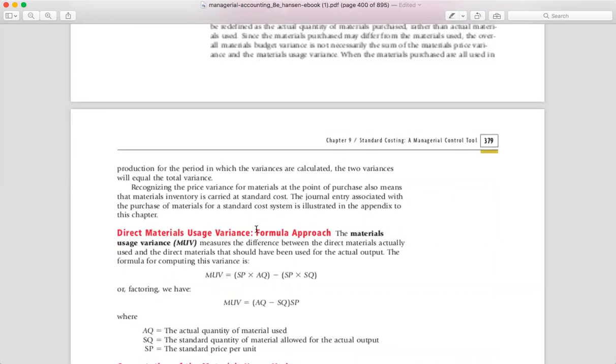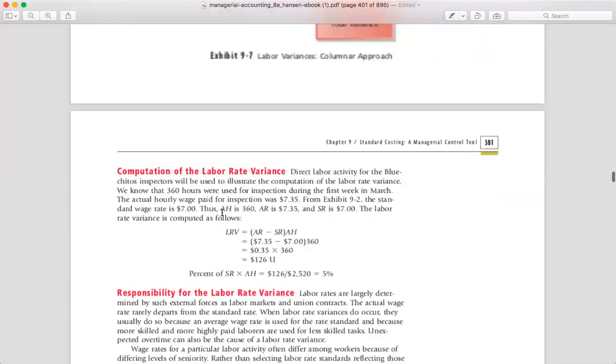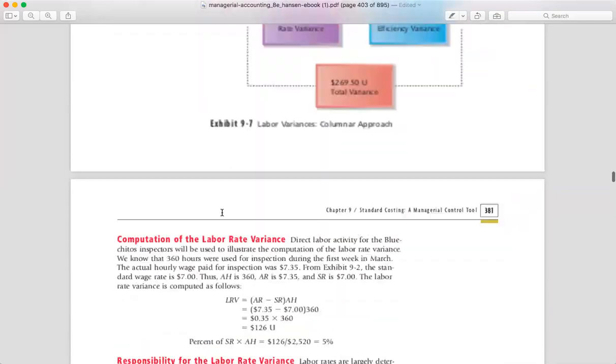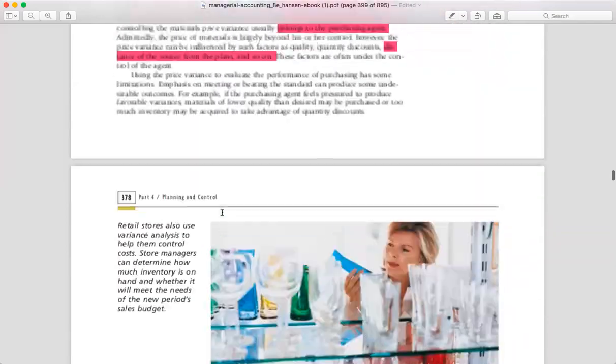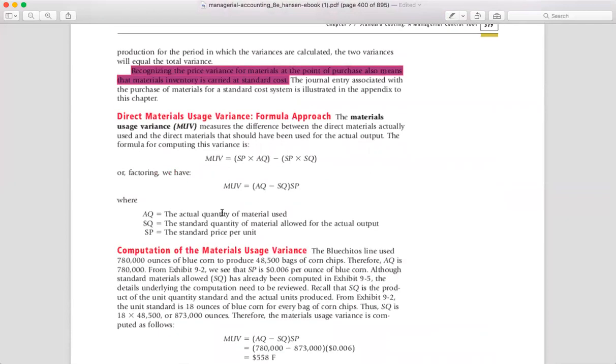So how about recognizing the price variance at the point of purchase? It means that the material inventory is carried at the standard cost. Okay, so we're going to see the journal after this. It's actually in the appendix. Right, so now let's have a look.